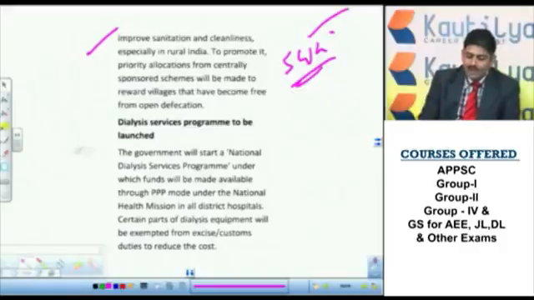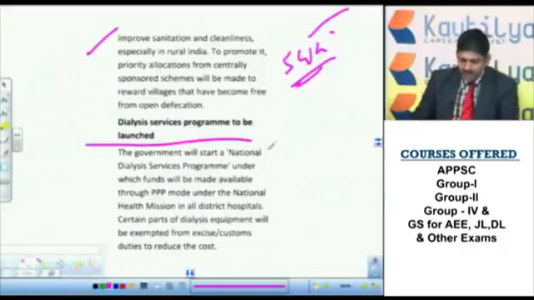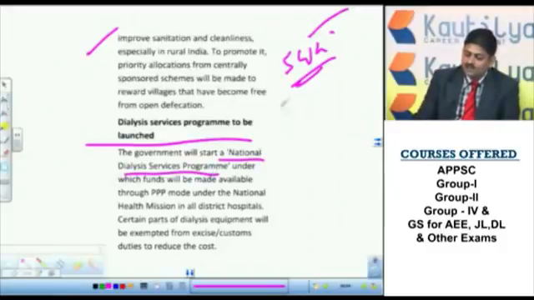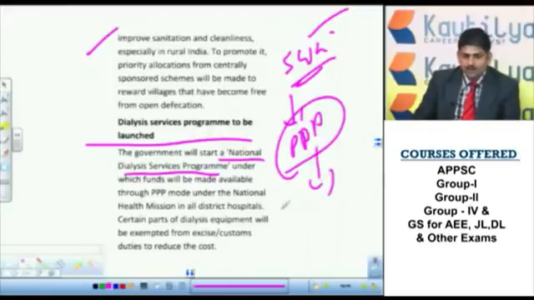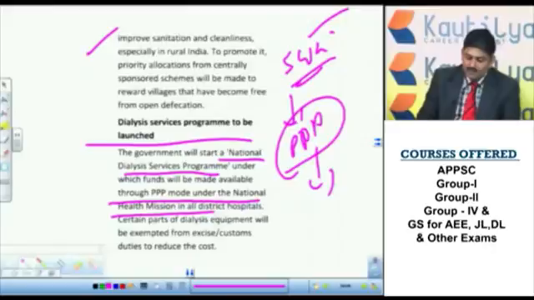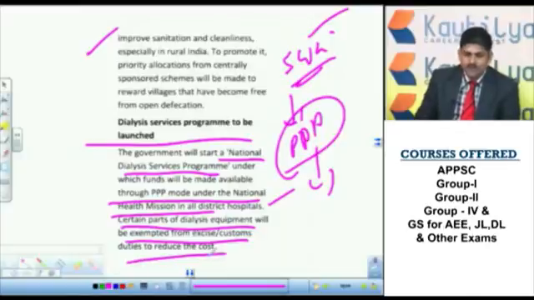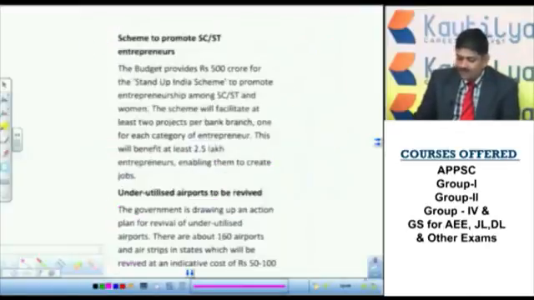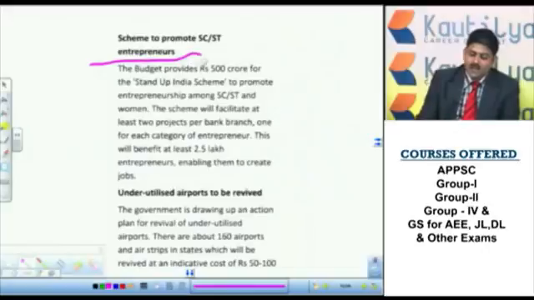Dialysis services, as I have explained, the National Dialysis Service Program. That means it was given under PPP. Poor people can go for dialysis, available through PPP mode under the National Health Mission in all district hospitals. Certain parts of dialysis equipment will be exempted from excise and customs duties to reduce the cost. This is the idea. Next, as we said, the scheme to promote SC/ST entrepreneurs, the Stand Up India scheme.